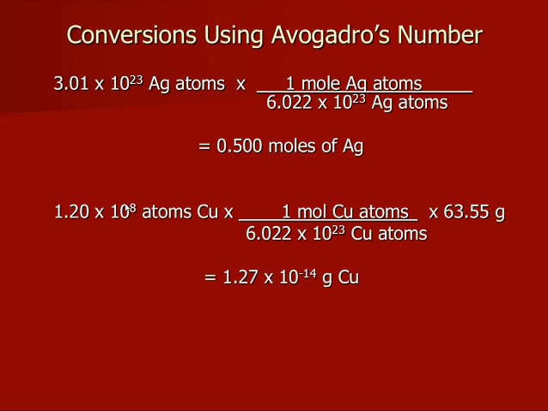1.20 times 10 to the 8th power multiplied by 1 multiplied by 63.55, all divided by Avogadro's number. The calculator will help you out and tell you that's 1.27 times 10 to the negative 14th grams. That's a very small mass of copper.